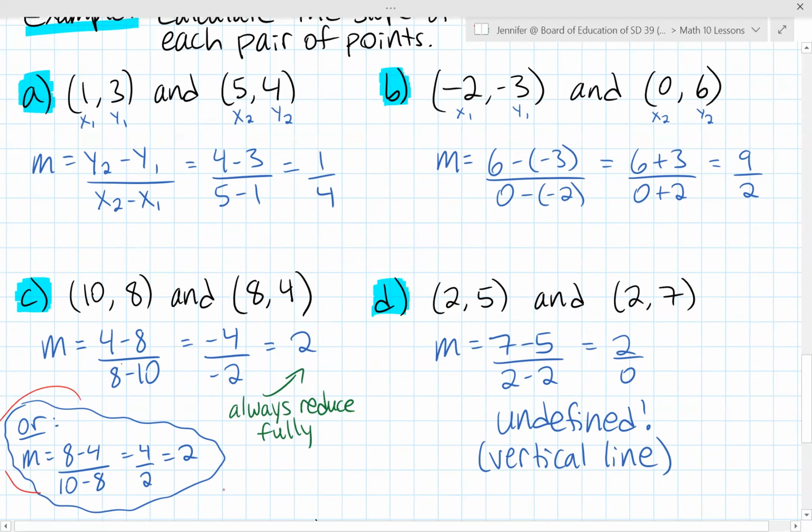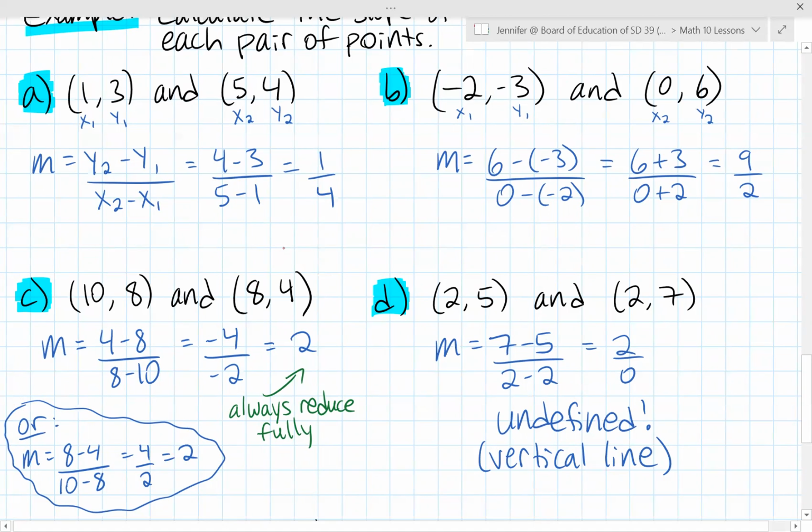And then I've put a kind of side note here of another way you could have calculated it if you had switched which points were 1 or 2. If instead I had said 8 minus 4 over 10 minus 8, I would still get the same answer once I fully reduced the fraction. The only thing you have to make sure of, in terms of the order, is that the ones up and down have to be from the same point. So this 4 and 8 are both from this point, and this 8 and 10 are both from the other point. So those have to be lined up.